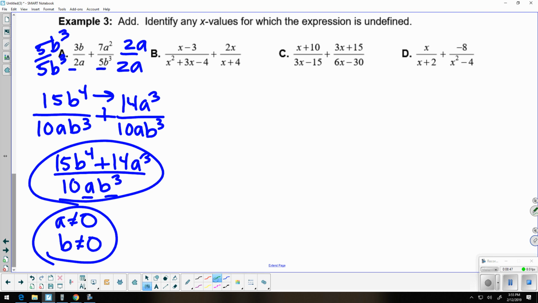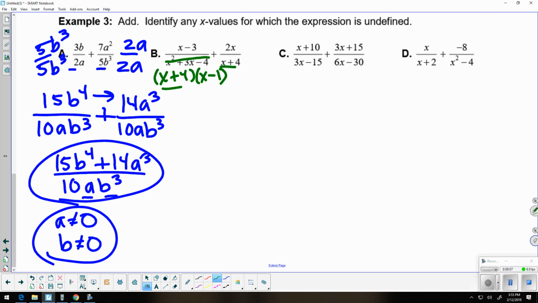Okay, so for the next one, what we have to do for this one a little different since it's not monomials, we got to factor. So if I factor this one out, that would be x plus 4 and then x minus 1. Okay, so take a step back, take a look at your denominators. They already have x plus 4s in common, right? But the first one has an addition, it has an x minus 1.